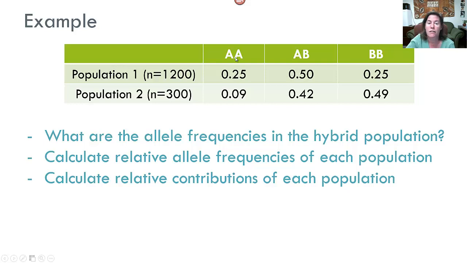0.25 is the frequency of the homozygous dominant genotype in population 1. 0.5 is the frequency of the heterozygous genotype in population 1, and 0.25 is the frequency of the homozygous recessive genotype in population 1. In population 2, the frequency of the homozygous dominant is 0.09. The frequency of the heterozygous genotype in population 2 is 0.42, and the frequency of the homozygous recessive genotype in population 2 is 0.49. Once again, all of these in population 1 and 2 equal 1.